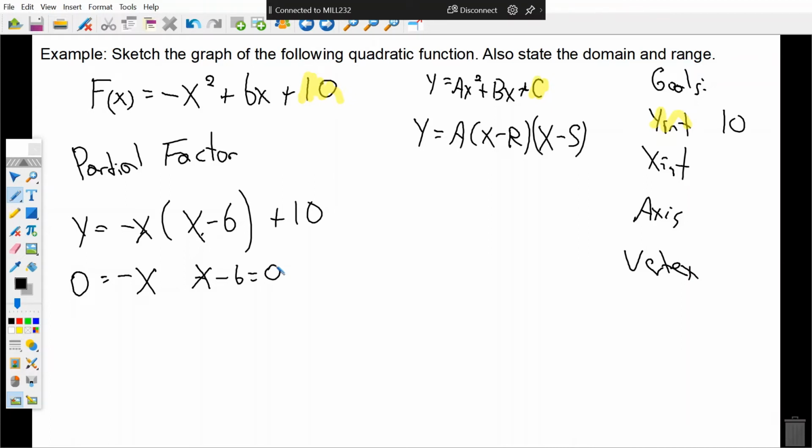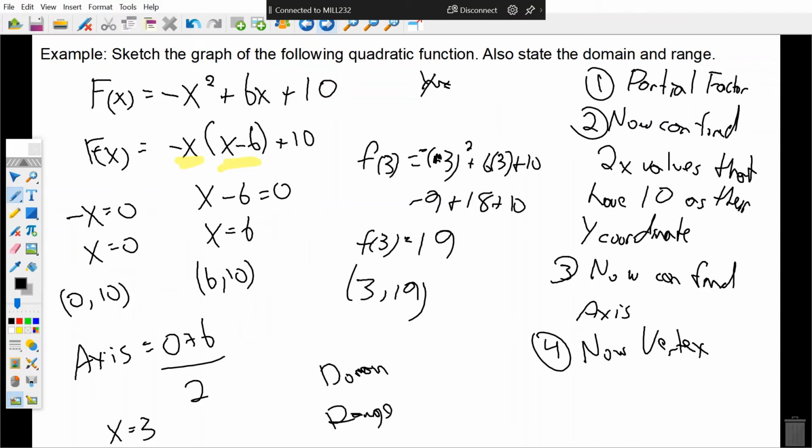So what happens here when we factor these, we get x equals 0, and over here, x equals 6. So what that means is that the two coordinates we get are (0, 10) and (6, 10), because when x is 0, y is 10, and when x equals 6, y is still 10.